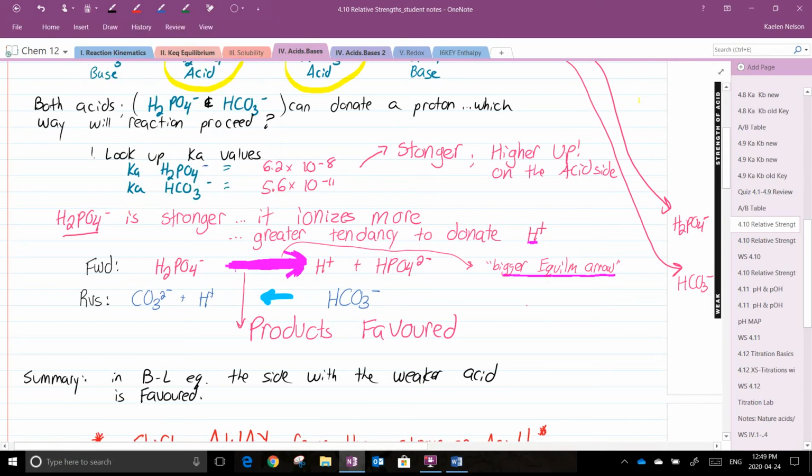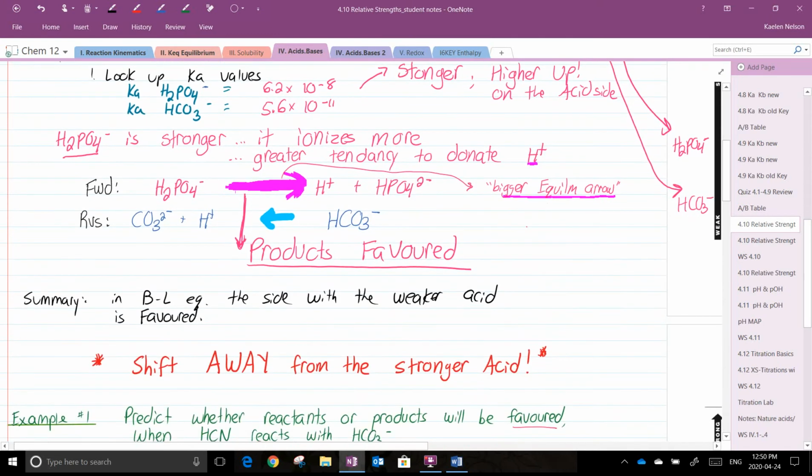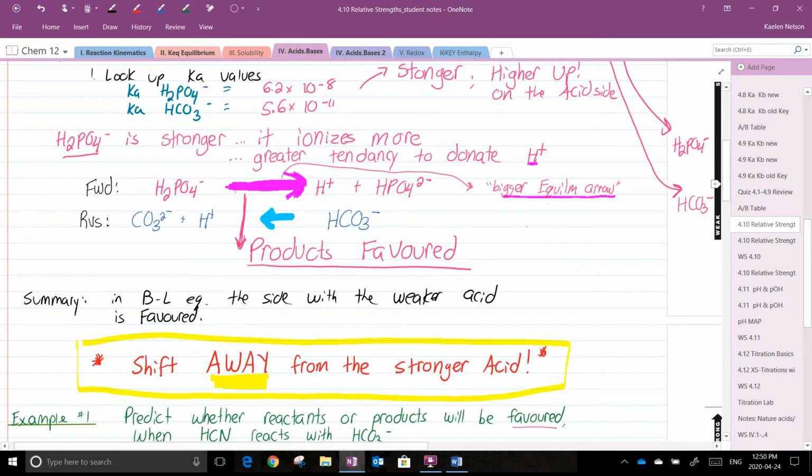My reverse direction is HCO3 minus. It's got a smaller arrow. So in the end, my reaction is going to proceed toward my products, and my products will be favored. The shorthand way to memorize this for Chemistry 12 is to memorize that you are always going to shift away from the stronger acid.